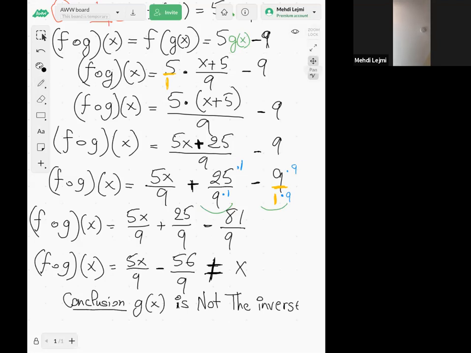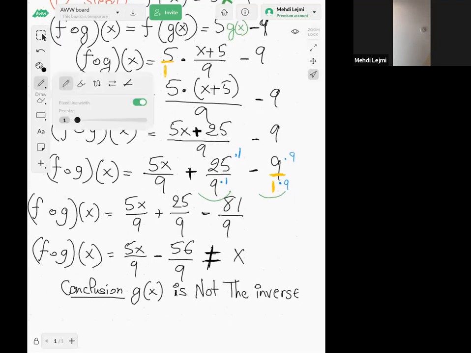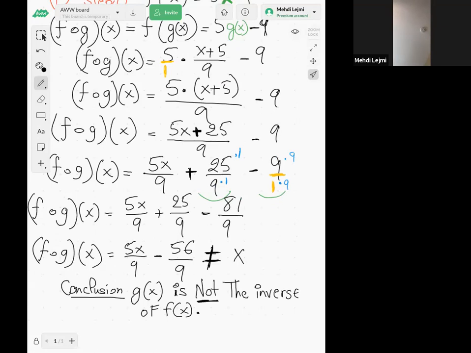So it is not the inverse of F. It's not the inverse of F of X. Right? So it's not the inverse. Any question about this example, guys? Just be careful when you subtract fractions and when you reduce your fraction. Okay, so I guess there's no question.